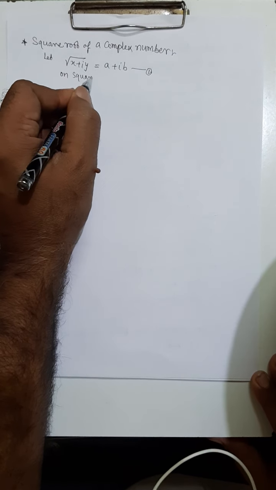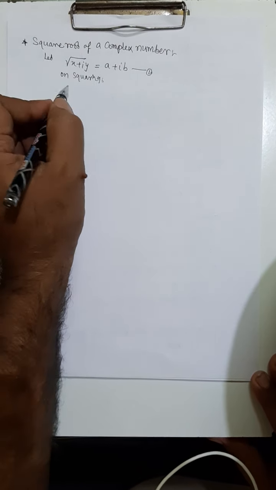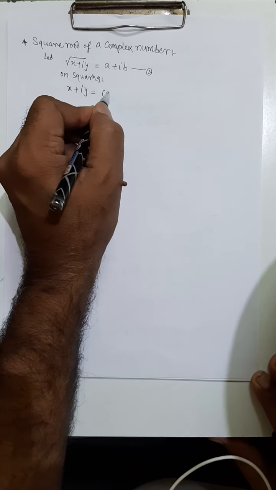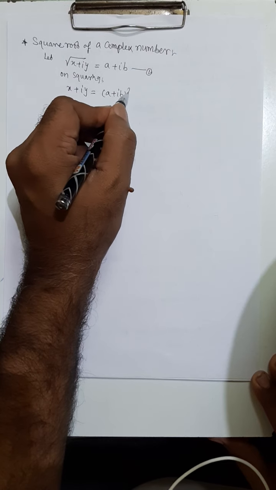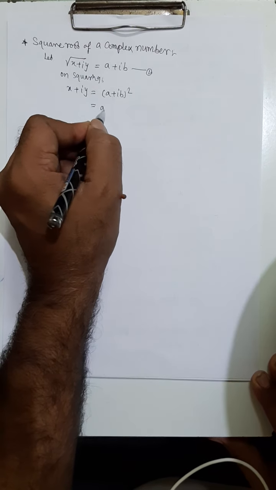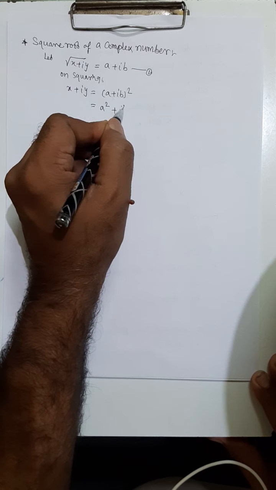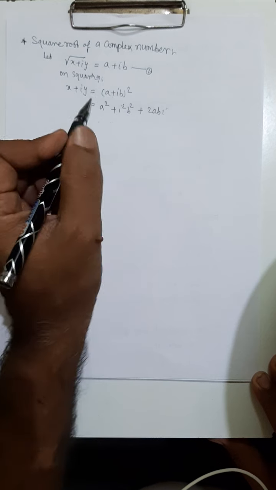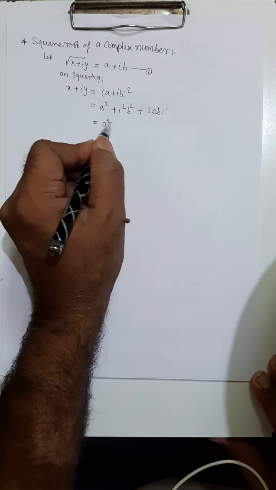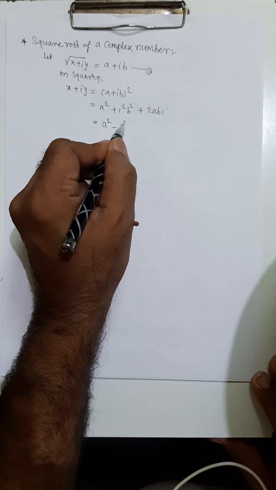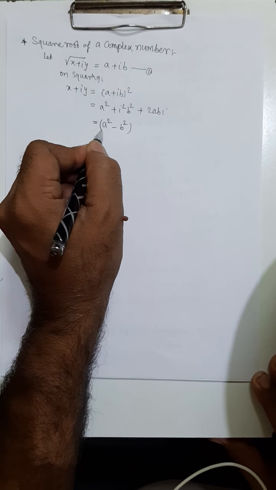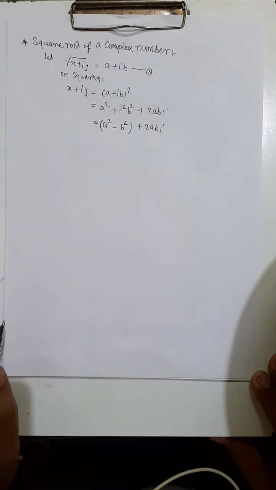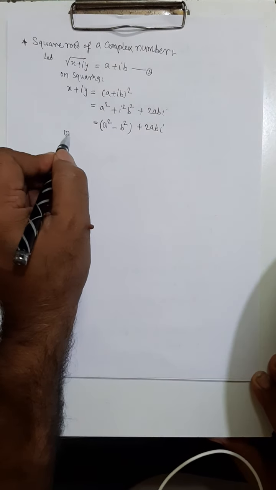On squaring, after squaring, root cancels, we get here x plus iy is equal to right side (a plus ib) square. We simplify right side, a square plus i square b square plus 2abi, that is equal to a square, i square means minus 1, we get minus here b square, and that is real part without i, plus 2abi. Then we compare both sides.